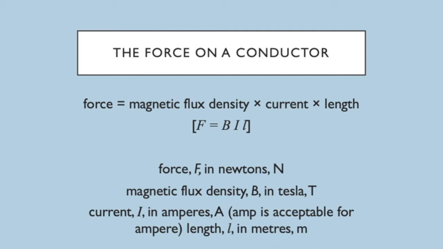It's quite a nice one to remember: F equals Bill. F is the force in newtons. B is the magnetic flux density in Tesla. I is the electric current in amps. And L is the length of the conductor in the magnetic field, and that's measured in meters.